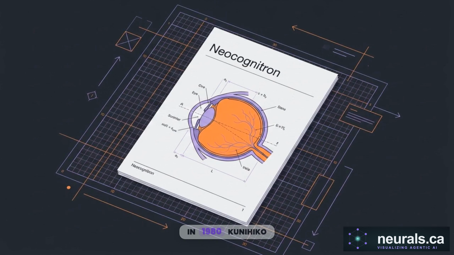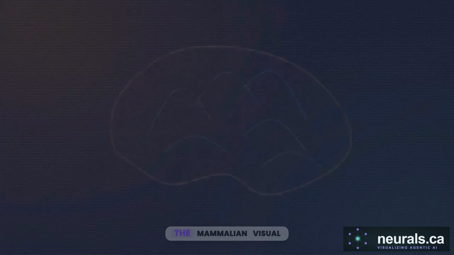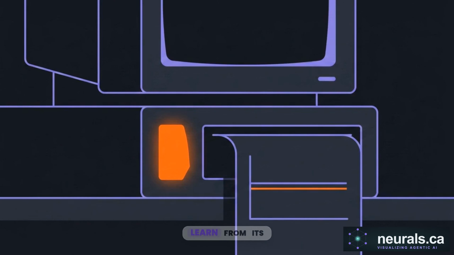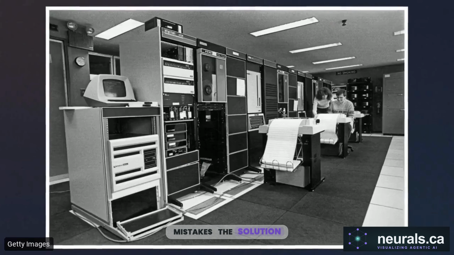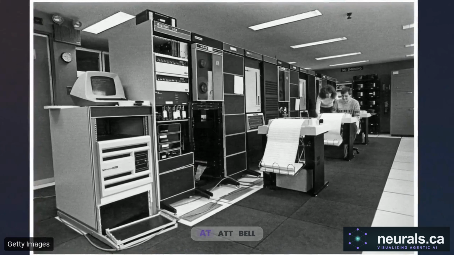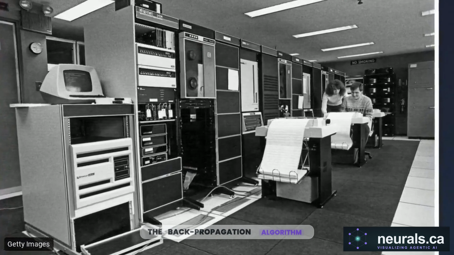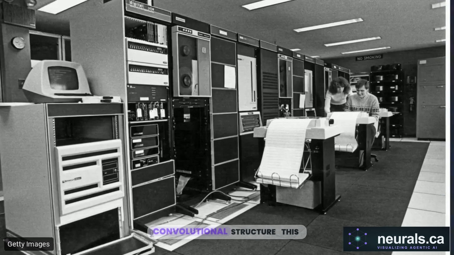In 1980, Kunihiko Fukushima proposed the neocognitron. Inspired by the mammalian visual cortex, it used alternating layers to detect features, but it lacked an efficient way to learn from its mistakes. The solution arrived in 1989 at AT&T Bell Labs, when Yann LeCun successfully applied the backpropagation algorithm to this layered convolutional structure.